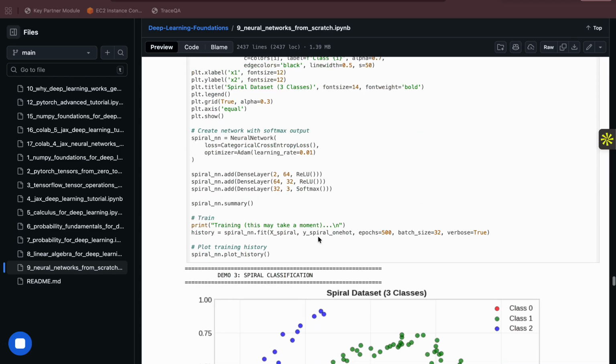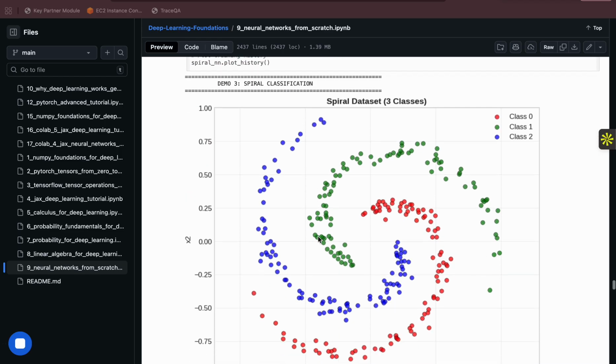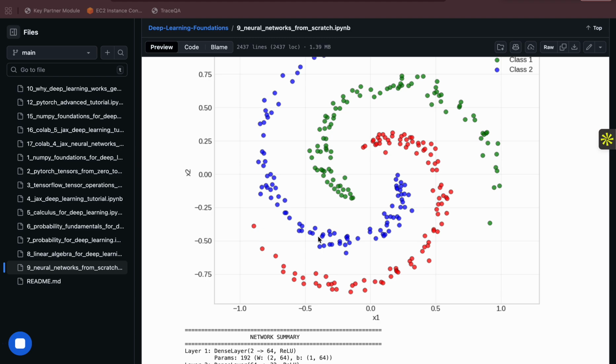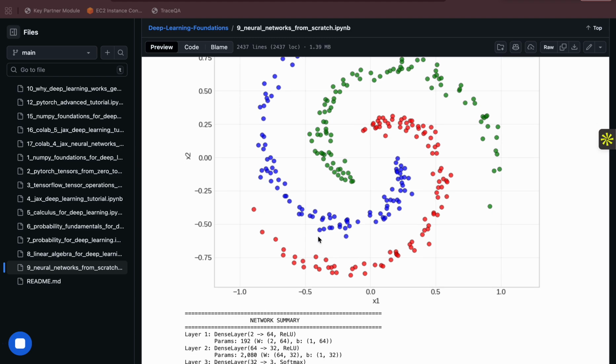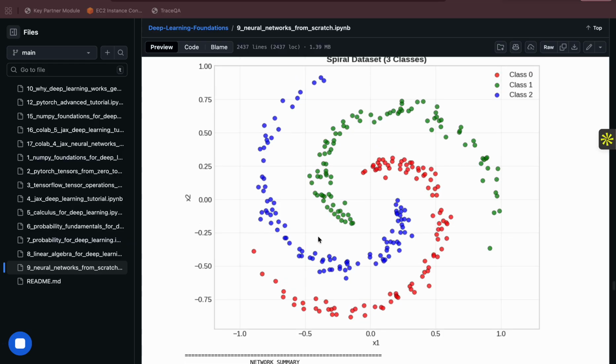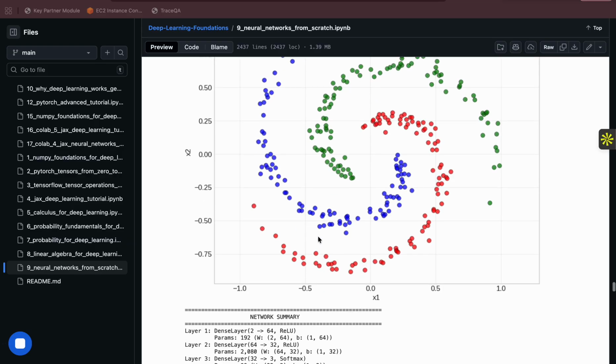Here we visualize the multi-class spiral decision boundary with color-coded regions for 3 classes. So the output displays the network successfully separating all 3 spiral arms with 100% accuracy.